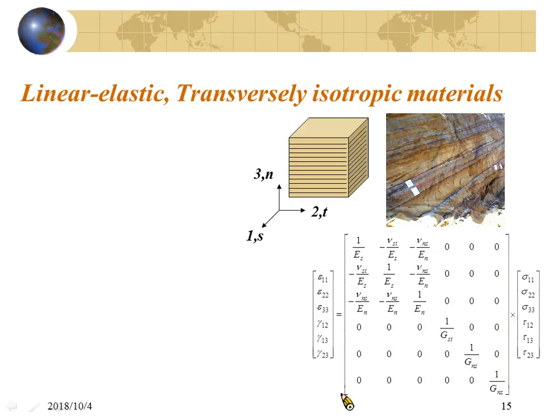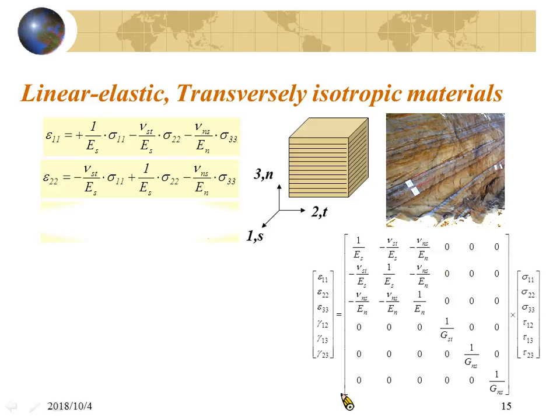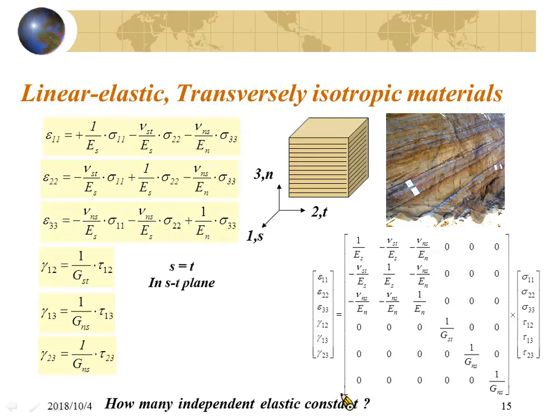So how many independent elastic constants do you have? Originally you have 6, and right now you have a symmetrical plane. Then you have the relation between Young's modulus, shear modulus, and Poisson ratio. So you have only 5 independent elastic constants for a linear elastic transversely isotropic material. I already told you this. Okay, so you can read it by yourself.